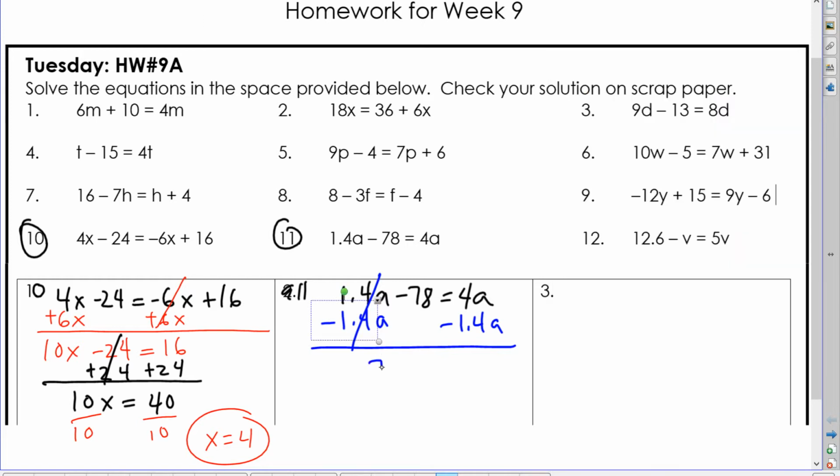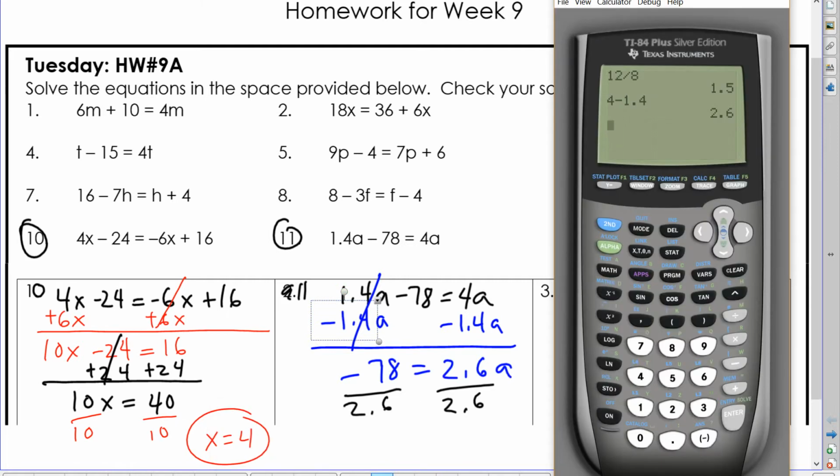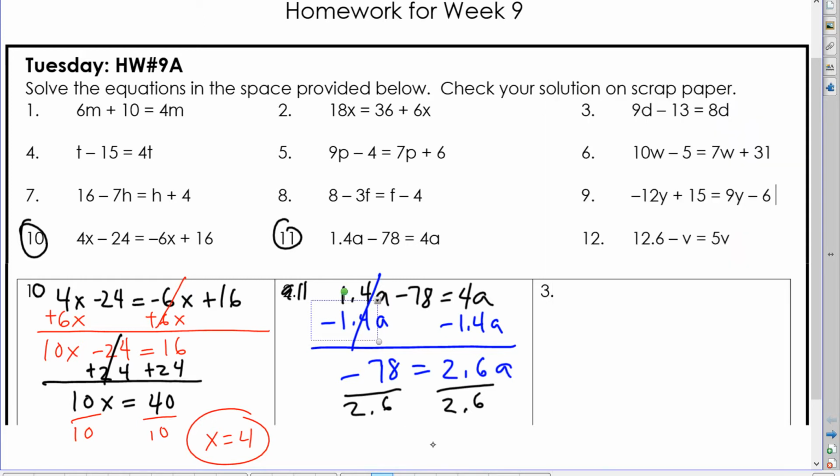So negative 78 equals 2.6a. Divide by my coefficient here, 2.6. And now I got to use my calculator again. So negative 78 divided by 2.6. Oh, that wasn't so bad. A is equal to negative 30.